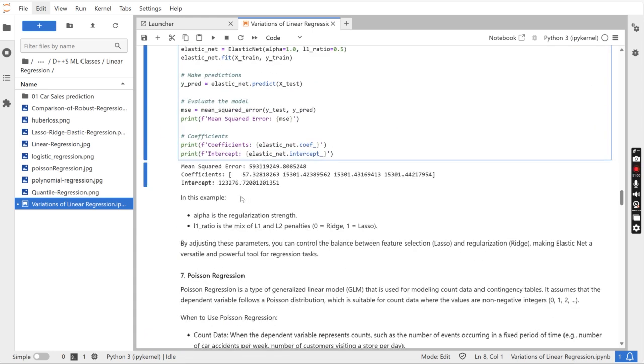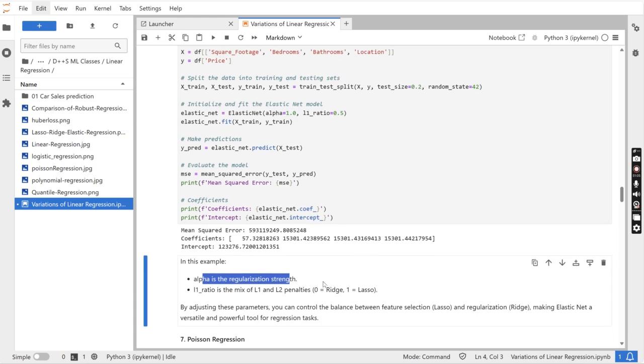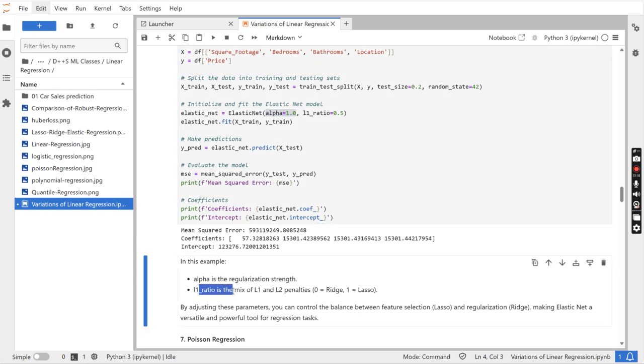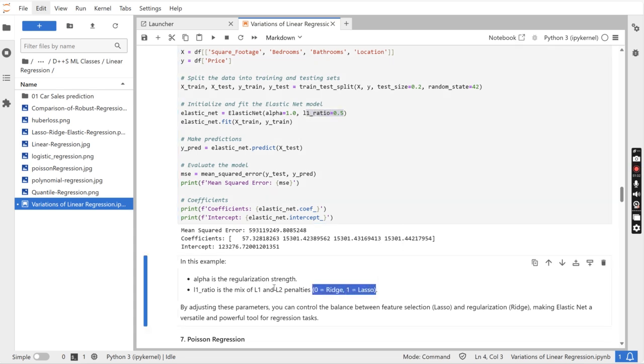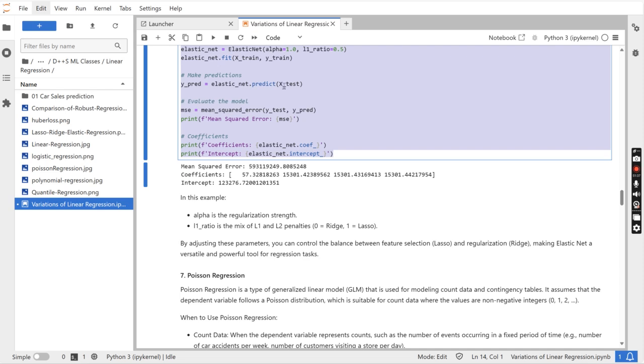Just remember that. Again, here alpha is the regularization strength. How much regularization do you want to apply? Here we have taken 1.0, so 100% of the regularization we are applying, and L1 ratio is the mix of L1 and L2 penalties, because elastic net uses both L1 and L2. So here 0 is ridge and 1 is lasso, which you can change. At 0.5, both contribute. This way you can run an elastic net model.